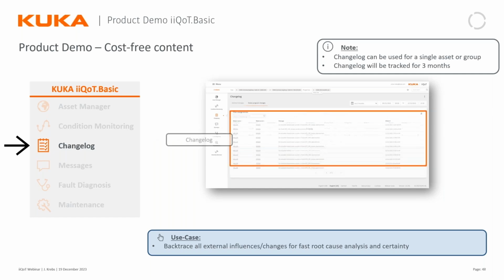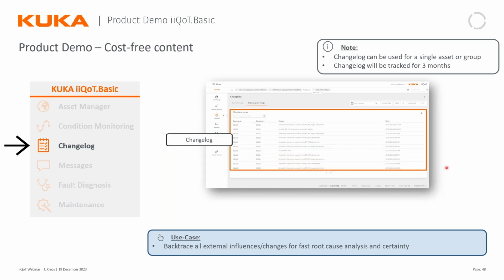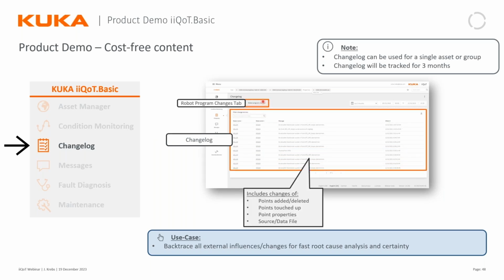On the other side, we have a second tab called Robot Program Changes. That's change logs for program changes. For example, points added, deleted, points touched up, added, changed point properties, changes in source or DAT files. So all of that is there. Yet again, 3 months back, we tracked it all down. You can look it up if you want to.